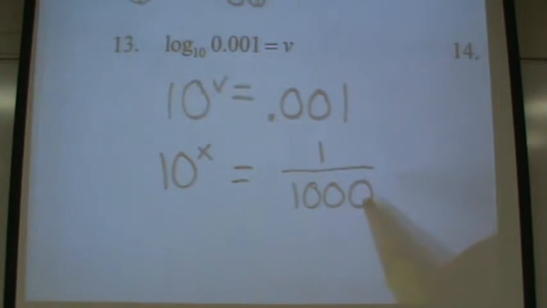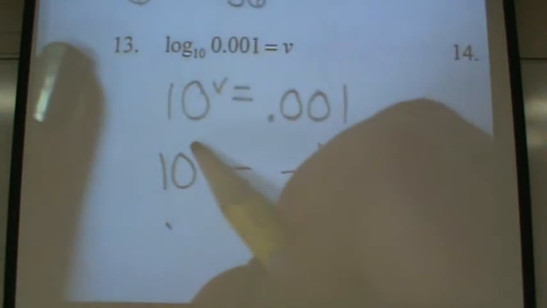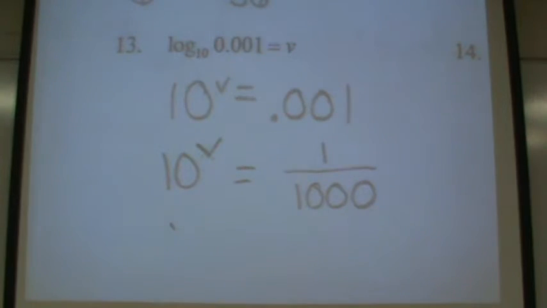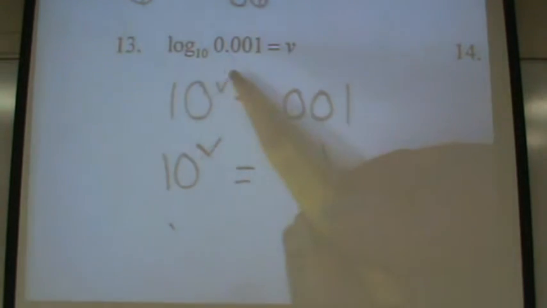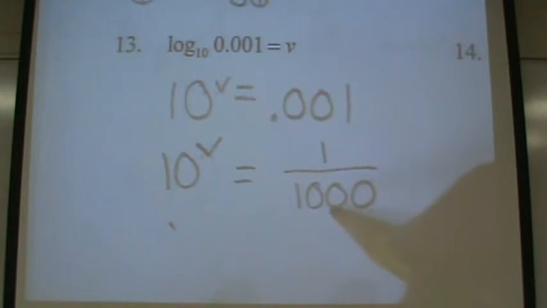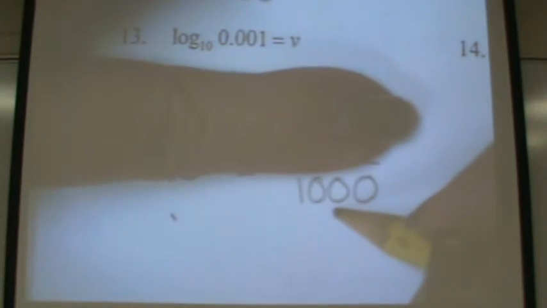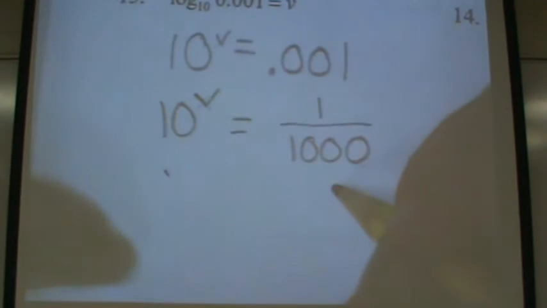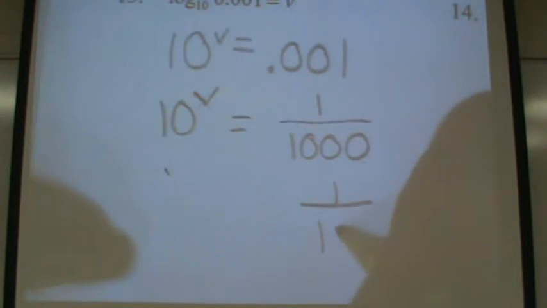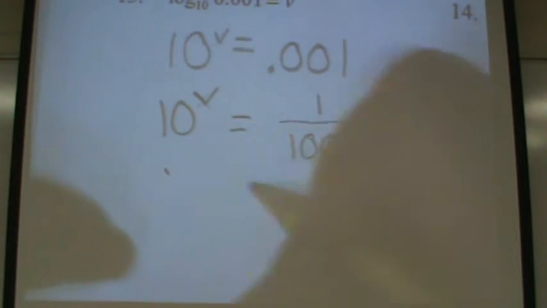Now, can you write this? Wait, why did you use an X? Oh, B. Good job. Now, this is a more challenging one, but can you make this 1,000 a 10 to some power? 10 to what power is 1,000? 10 to the third.